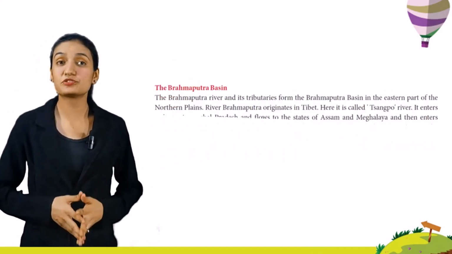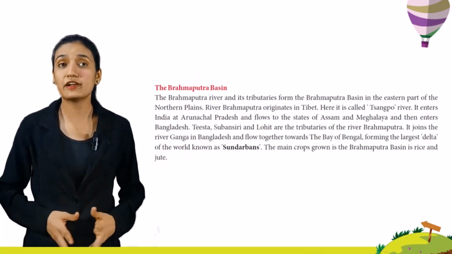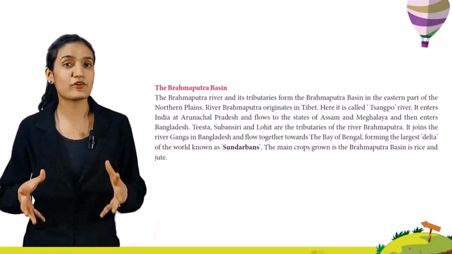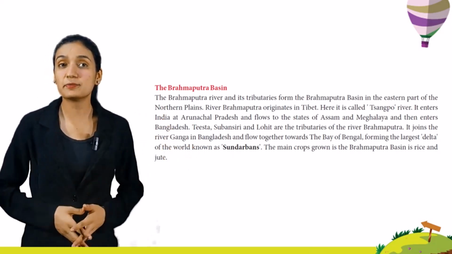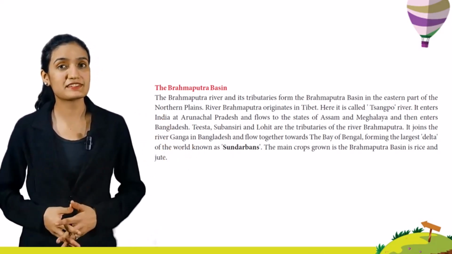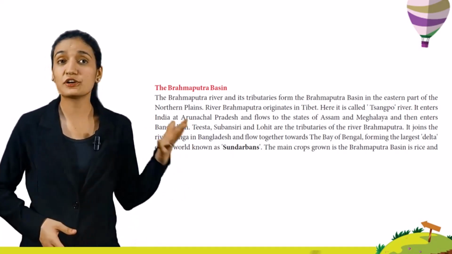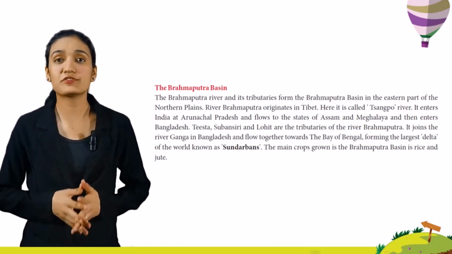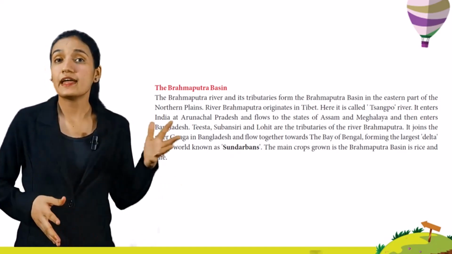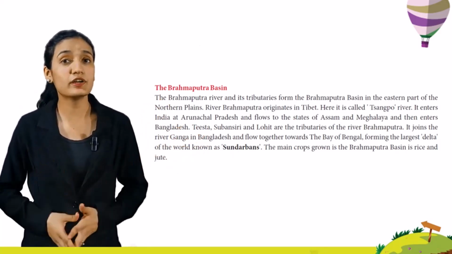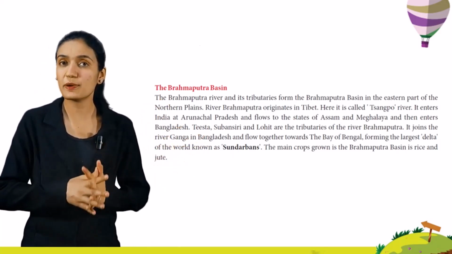Now, the Brahmaputra Basin. The Brahmaputra river and its tributaries form the Brahmaputra Basin in the eastern part of the northern plains. River Brahmaputra originates in Tibet. Here it is called Sangpo River. It enters India at Arunachal Pradesh and flows to the states of Assam and Meghalaya and then enters Bangladesh. Teesta, Subansiri and Lohit are the tributaries of the river Brahmaputra.